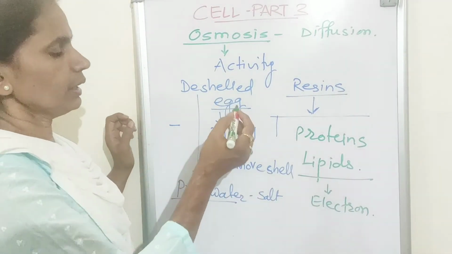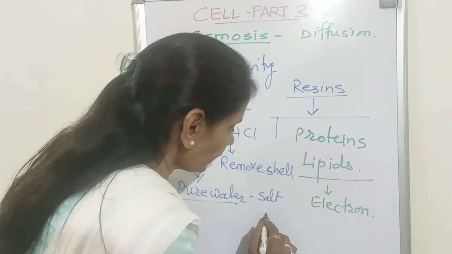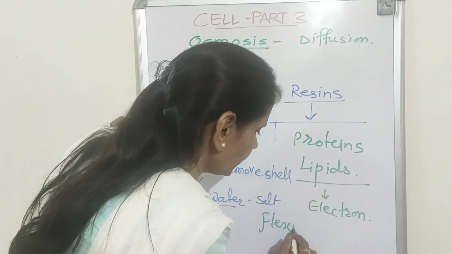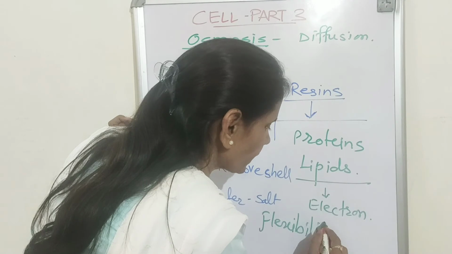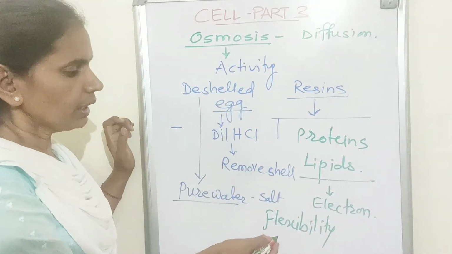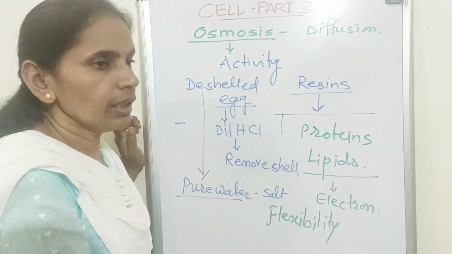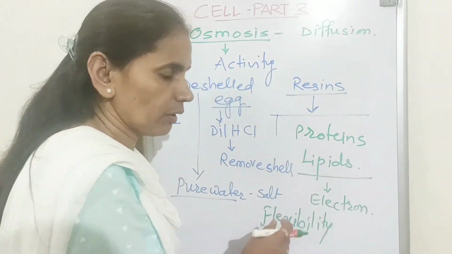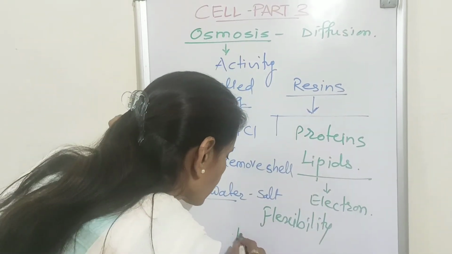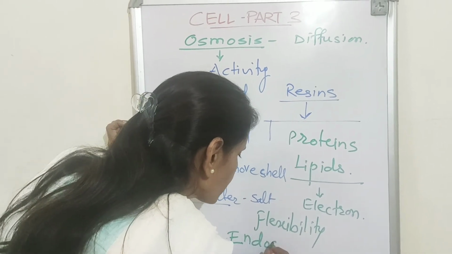Now one more thing regarding the plasma membrane is that it has flexibility. Because of this flexibility of the plasma membrane, organisms like amoeba are able to engulf nutrients from the surrounding environment by a specific process known as endocytosis.